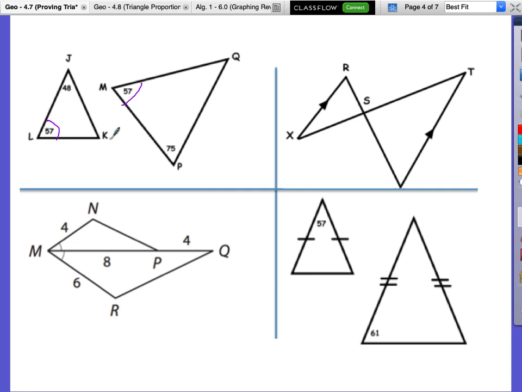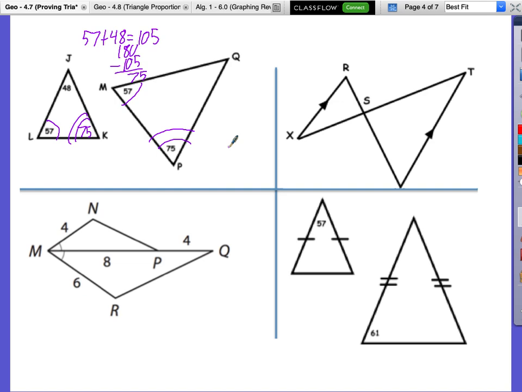Okay. Ian, what are you thinking? Well, since you know 75 is for P and you know 48 is for J, if you add them up, 57 plus 48, then they all add up to 180, so it'd be 75. So Ian's saying, hey, all the interior angles of a triangle add up to 180. We know 2 of them. Can find the third. We add them up, subtract from 180. 57 plus 48 is 105. Subtract from 180. That's 75. Does this angle match up with this angle? Yeah. So they are congruent.